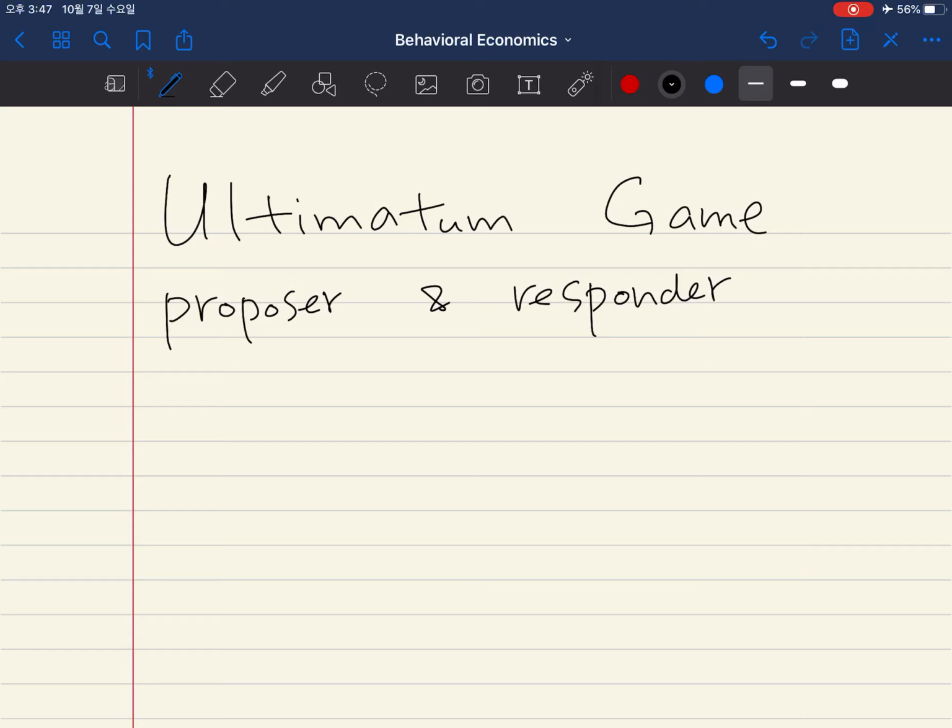So proposer has a resource in the beginning, and proposer is going to propose the share. S is a number between 0 and 1. Proposer is going to propose a share of the resource to responder. And then responder has to choose whether to accept or reject.